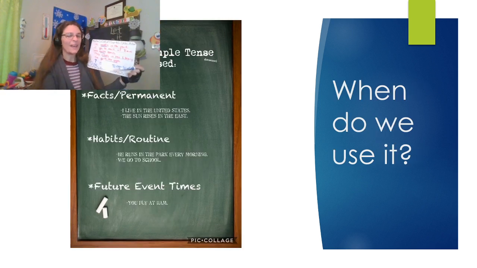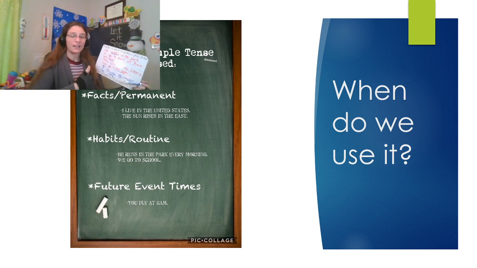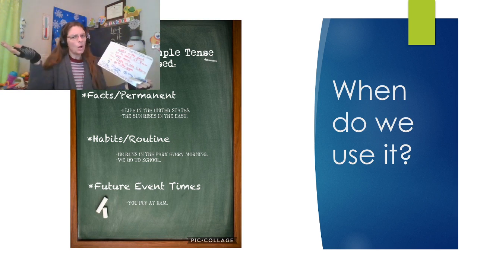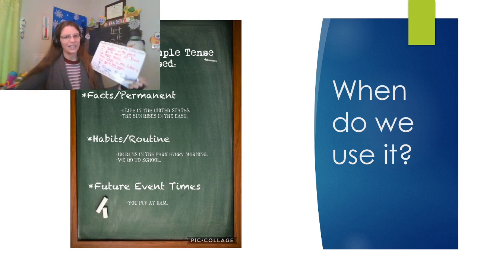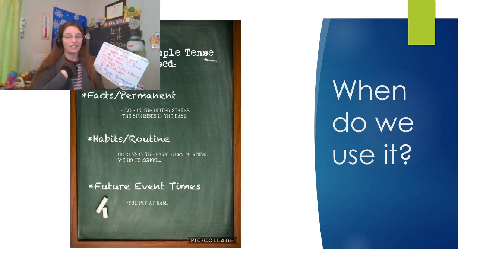Remember we talked about that last time. We use the present tense for things that are facts or permanent. Permanent meaning you don't know when they're going to end. They could end, they might end, but you don't know when. So we use them in that sense, as in, I live in the United States. That is a permanent fact. I do not know if it will end or when it will end. So we use the present tense for that.